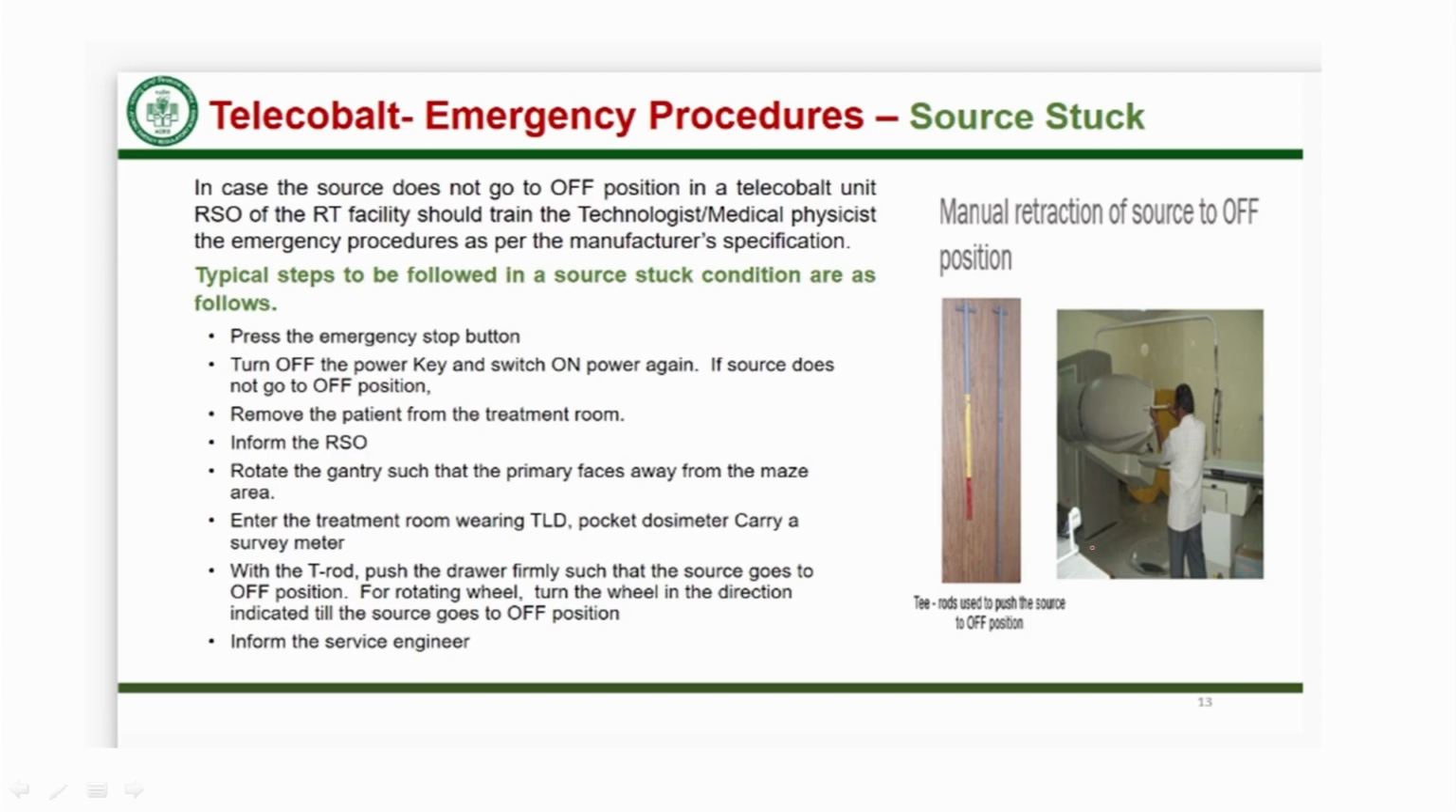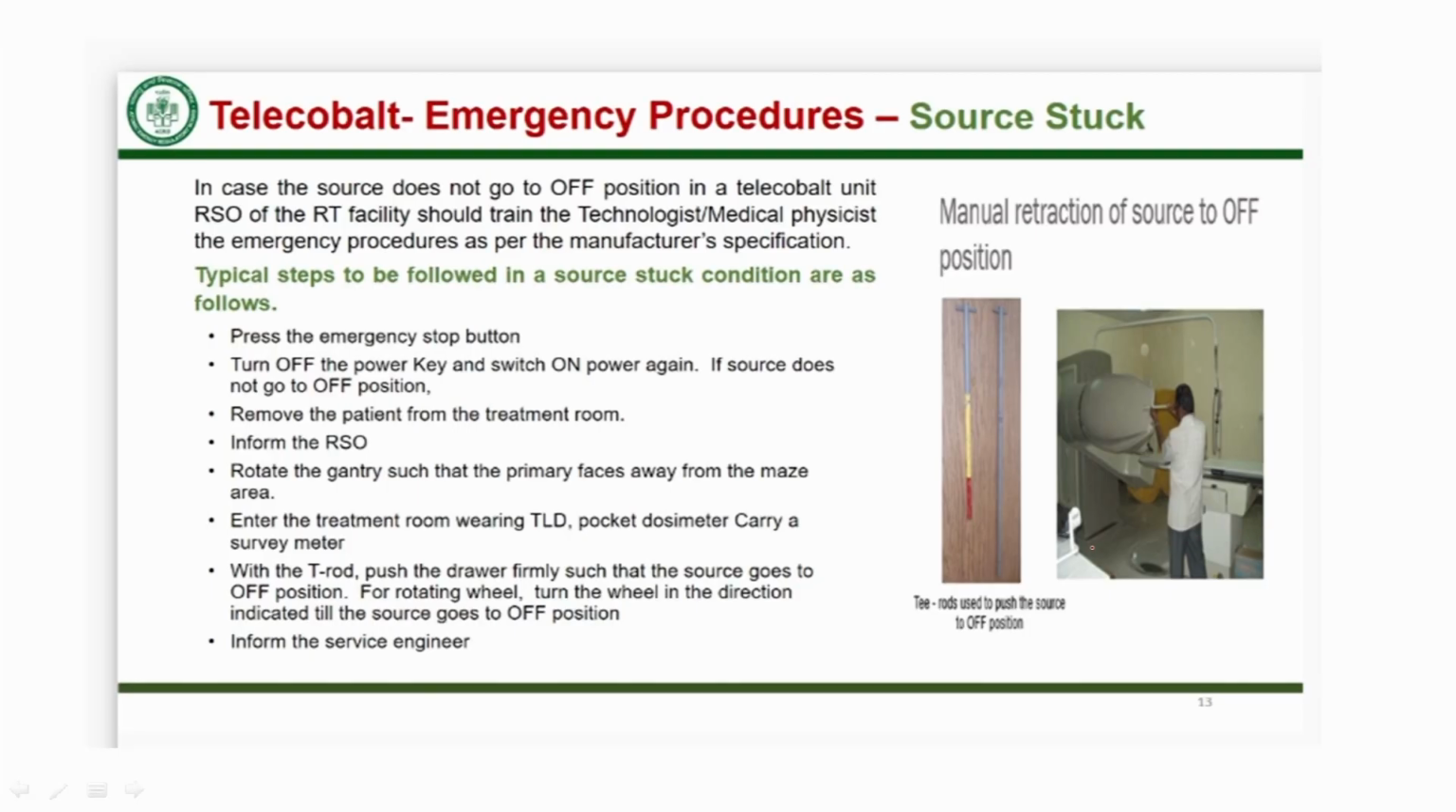Now, how is the telecobalt emergency procedure, like a source stuck, which frequently happens in telecobalt machines? How to handle such an emergency situation? The handling of the emergency situation has to be pasted on the telecobalt machine. The radiation worker can see that emergency chart, and he can follow that chart to avoid such an emergency. So what happens? First, press the emergency stop button if the source is stuck.